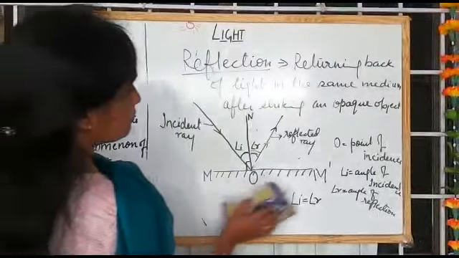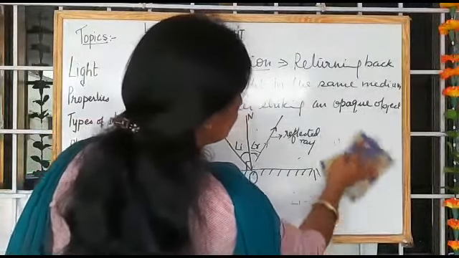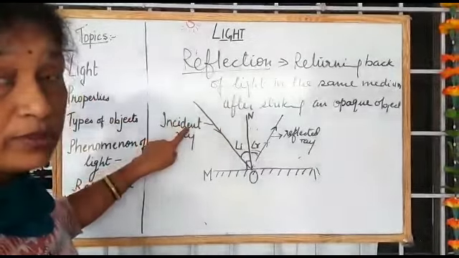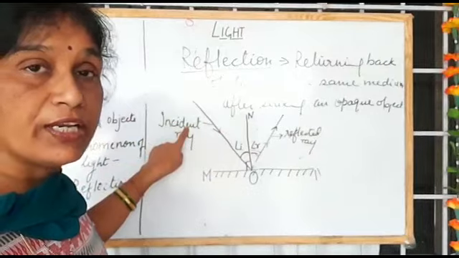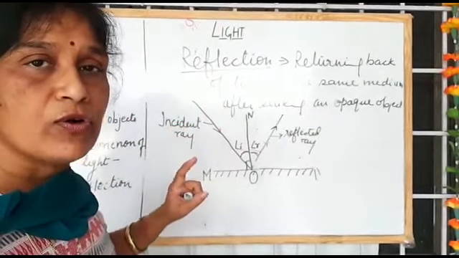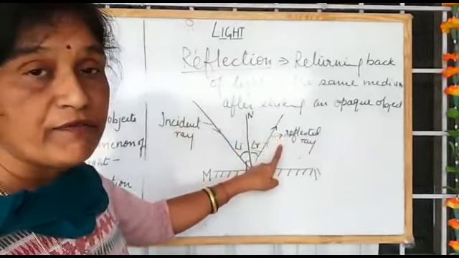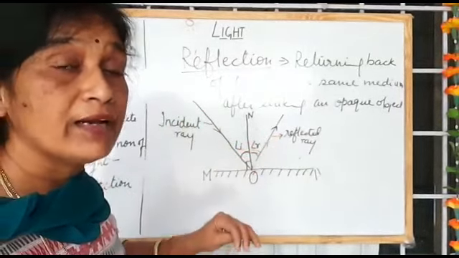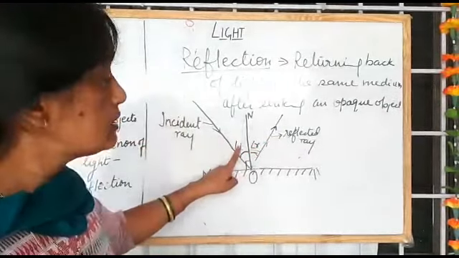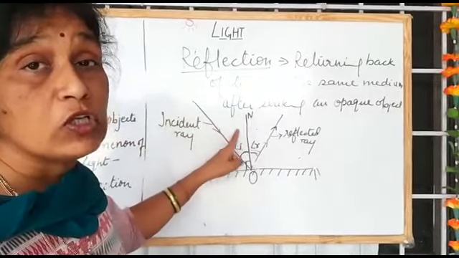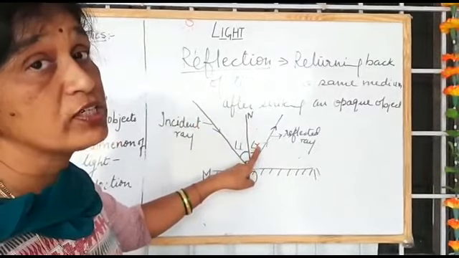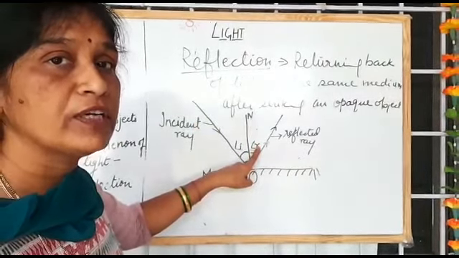Now let's see what the second law is. So you can define all the 4 points now. Incident ray, you should be able to define which is the incident ray, a coming ray, a ray which is coming and falling on the object. That ray is called the incident ray. Define reflected ray. The ray which returns back after striking an object is called the reflected ray. Define angle of incidence. The angle which the incident ray makes with the normal is called the angle of incidence. Define angle of reflection. The angle which the reflected ray makes with the normal is the angle of reflection.